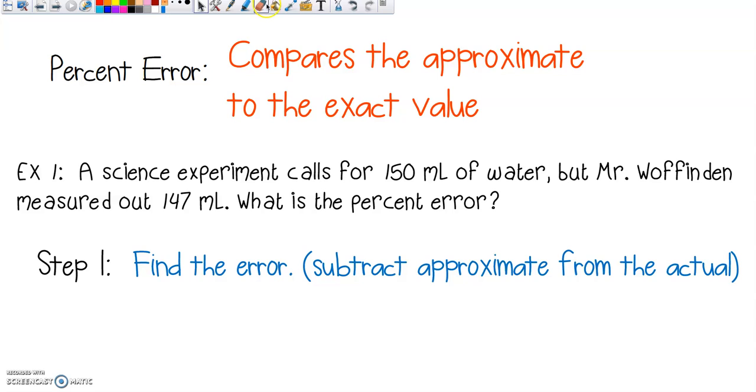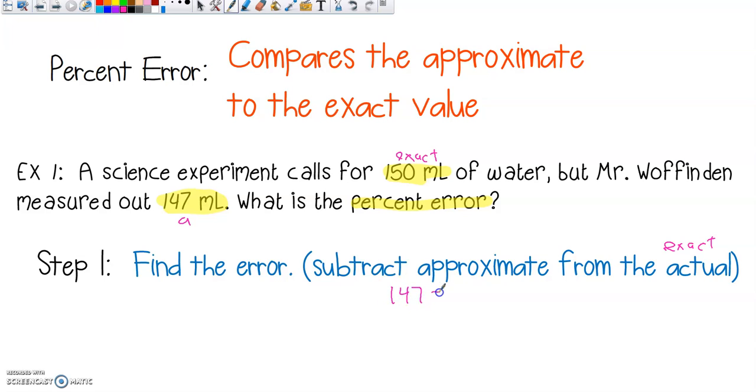A science experiment calls for 150 milliliters of water, but despite believing he's perfect, Mr. Wolfenden isn't as perfect as he thinks, because when he measured out the water for his experiment, he measured 147 milliliters instead of 150. So I want you to find the percent error. To do that, we have to subtract the approximate from the actual, or let's call this the exact. This is going to be the exact amount for the experiment, but this is what he did, the approximate. So we'll just go ahead and subtract those.